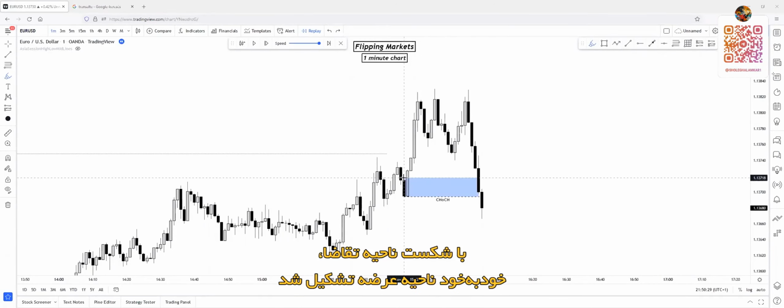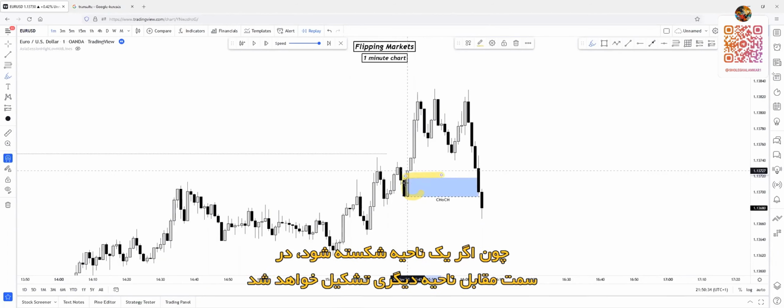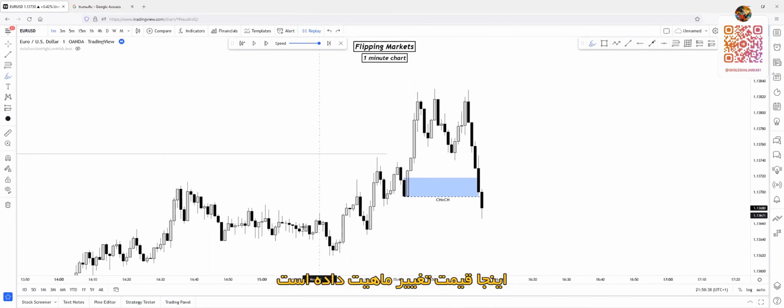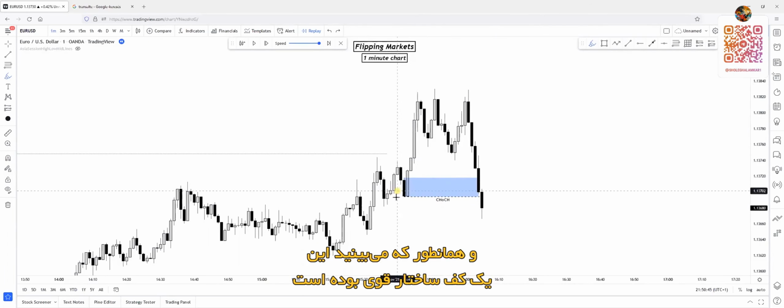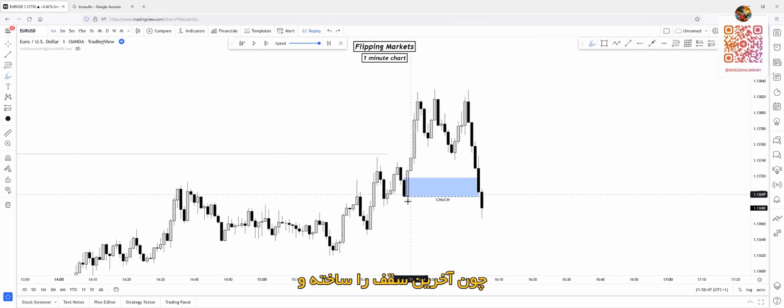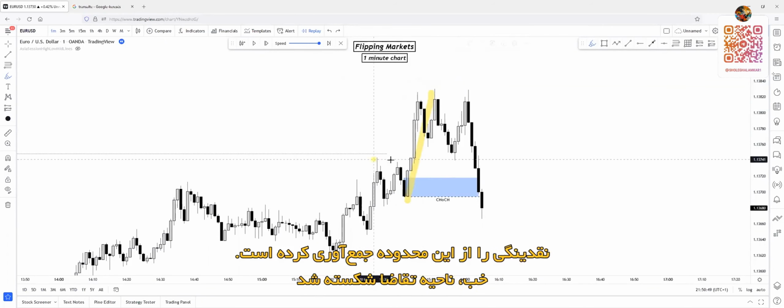So as you can see, this demand has been broken. So it means a supply zone will be automatically formed, because if a zone breaks, an opposite sign zone will be formed. Okay, so here's a change of character. As you can see, price changed character here because it broke through the last structural low point. And this was a strong low point, as you can see, because it created the last high point and swept liquidity from this region. So price just broke through this demand zone.